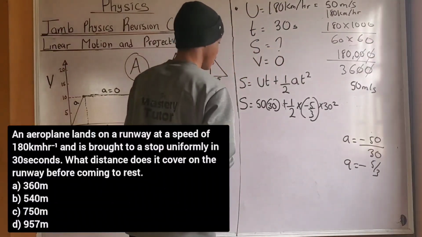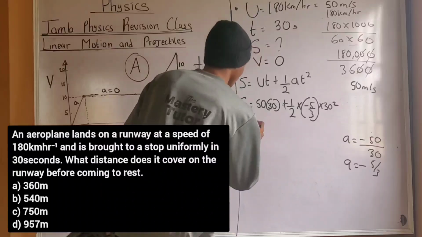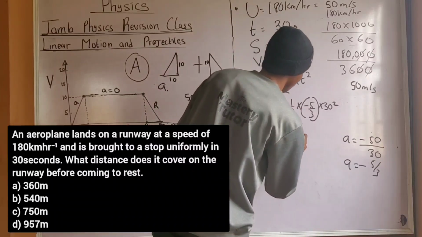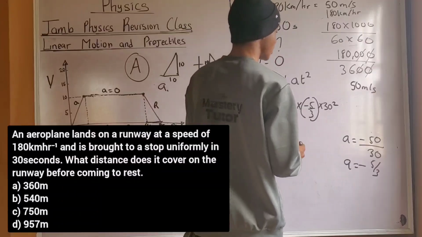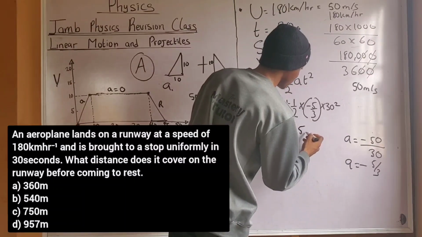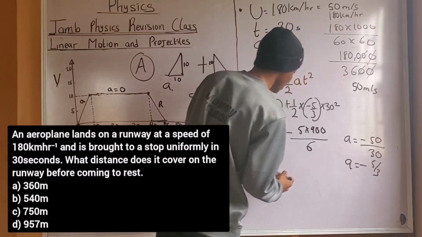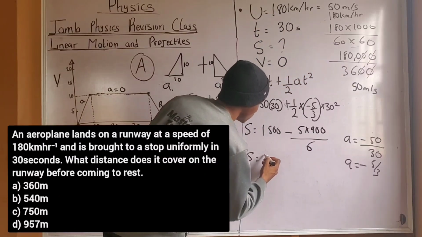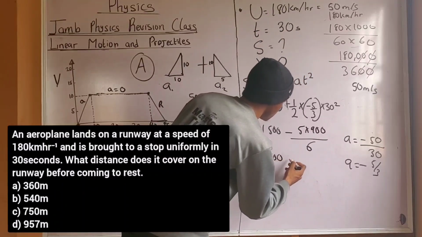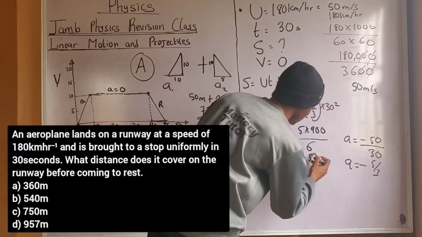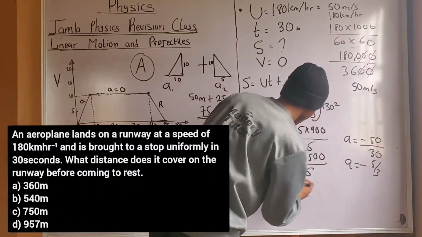Okay, 1,500 minus, okay, 30 squared is 900. So I'm going to have minus 5 times 900 all over 6, okay? S is equal to 1,500 minus 900 times 5. That is 4,500 all over 6, okay?